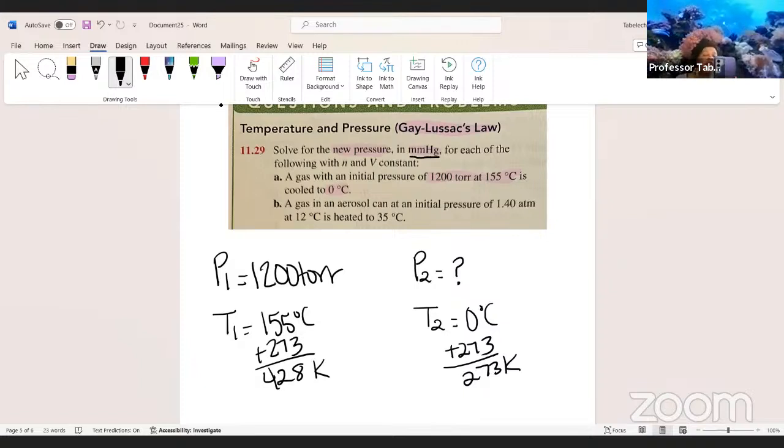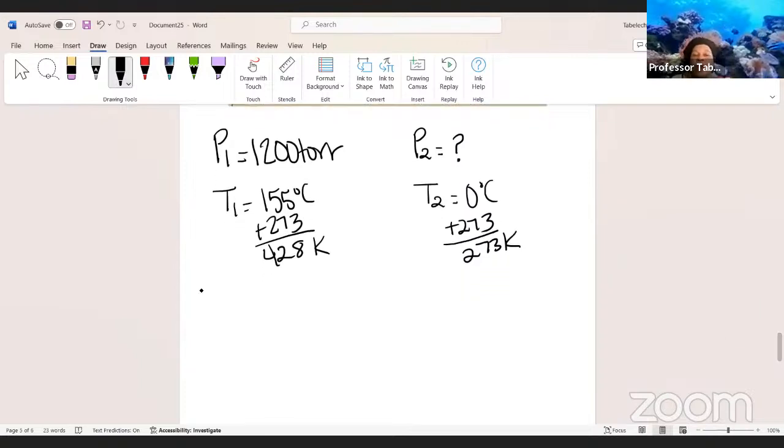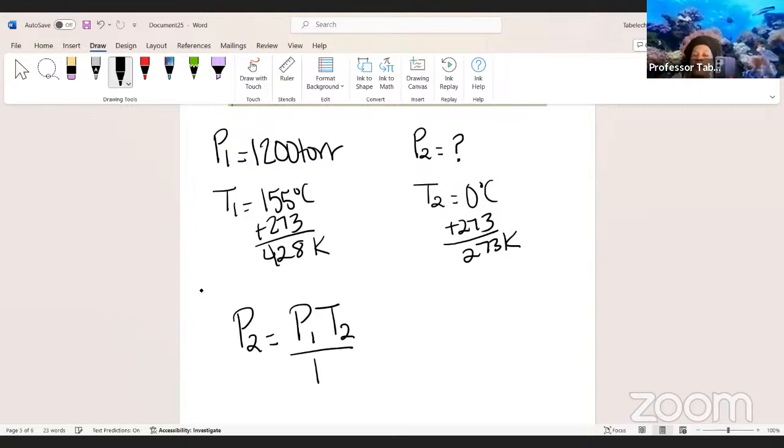All right, so here's what you're going to do first. Solve the problem the normal way, okay? We're solving for P2. So if you don't remember what the formula for P2 was, I'm going to write it down so you all can remember, okay? P2 is equal to P1 times T2 over T1.